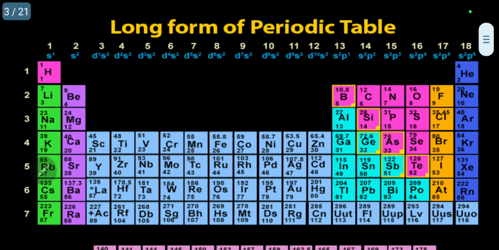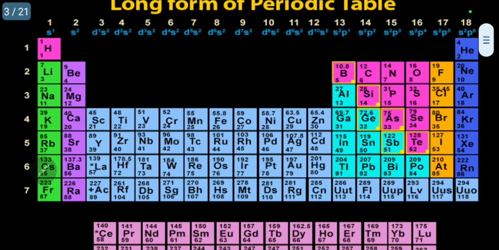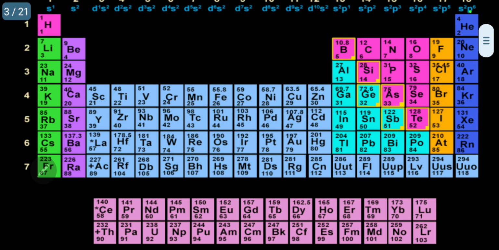So what you are seeing is the periodic table. Kindly follow. This is the long form of the periodic table. Here, there are totally 18 groups and 7 periods. And under the 6th and 7th periods, there is an expansion given below. Just see here, barium.